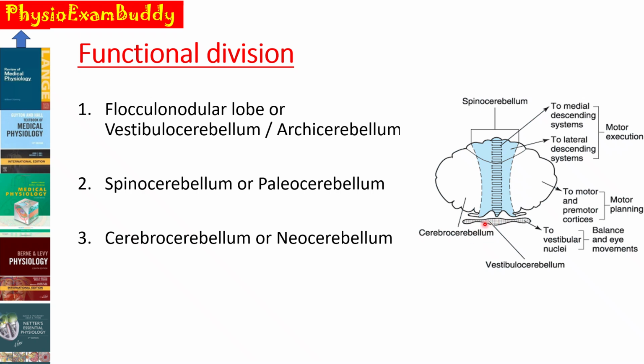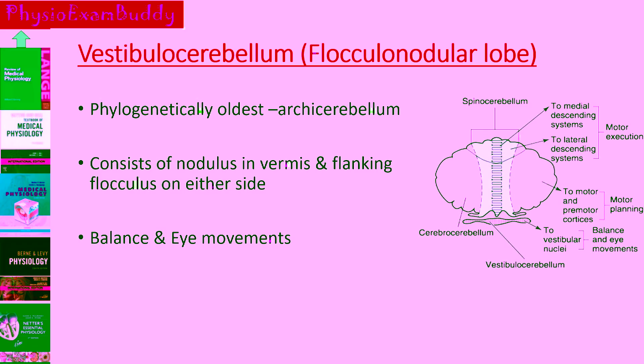Out of this, the flocculonodular lobe or the vestibular cerebellum sends fibers to the vestibular nuclei and it is mainly concerned with balance as well as eye movements. The spinocerebellum sends fibers to both the medial as well as lateral descending tracts and helps in the execution of motor activity. Whereas the cerebrocerebellum or the neocerebellum projects fibers into the motor as well as the premotor cortices and helps in the motor planning of the movements.